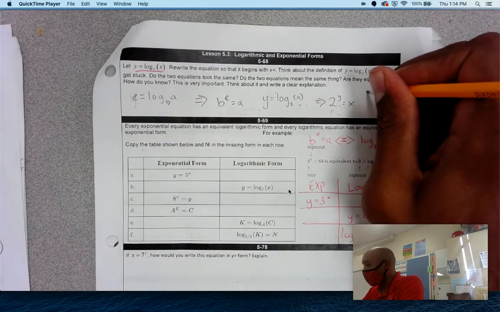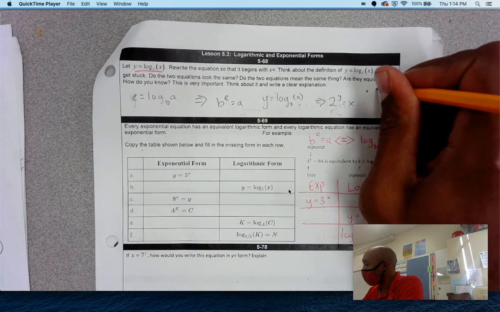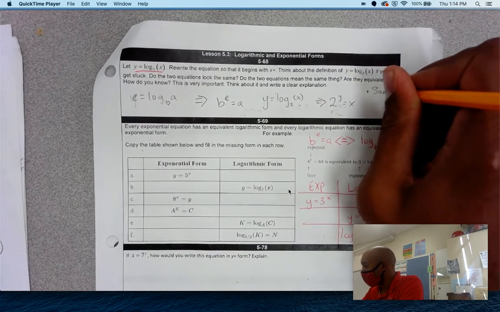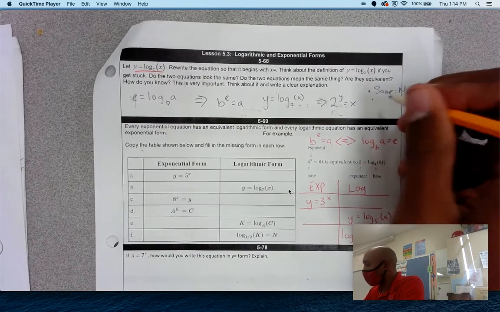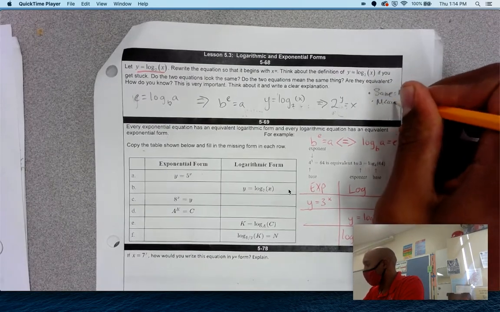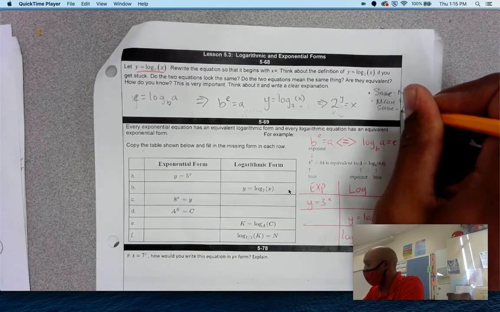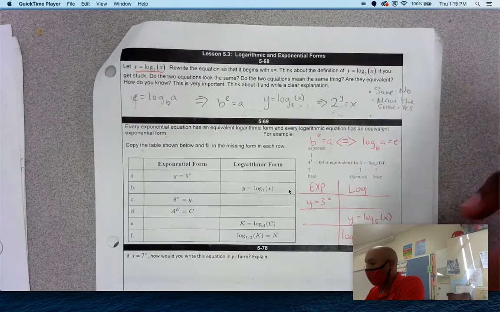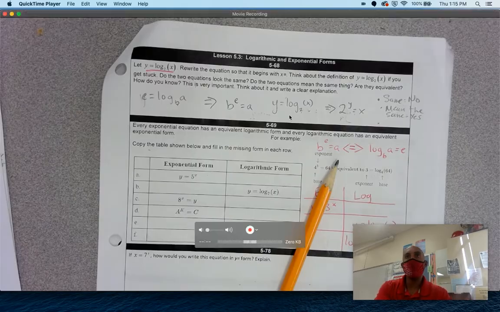Are they the same? No, they don't look the same. Do they mean the same thing? Yes. In other words, they're equal. And are they equivalent? Well, we can double check to see if they're equivalent by graphing them.